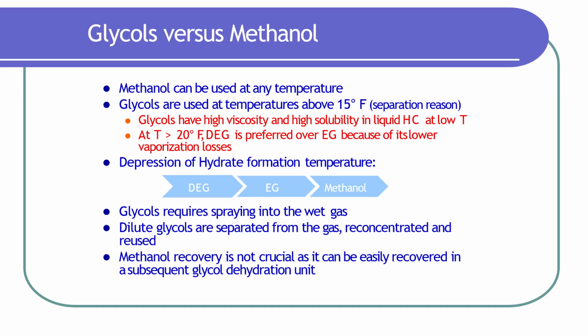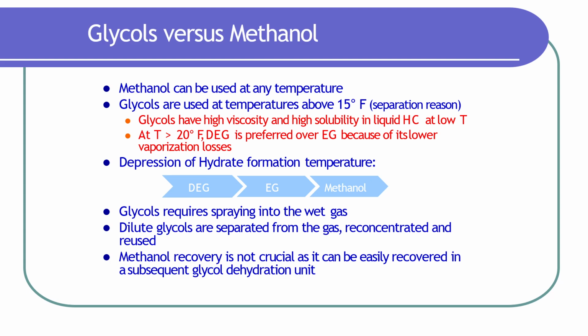And the other drawback for the glycol is that they are highly soluble in liquid hydrocarbon at low temperature. Therefore, you cannot really use them at low temperature. You need to have a temperature of around 15 Fahrenheit and more. At temperatures greater than 20 Fahrenheit, DEG is preferable to EG, or ethylene glycol. Now, if you look at the depression of hydrate formation temperature, methanol will give you the most, DEG will give you the least, and EG will be in between.